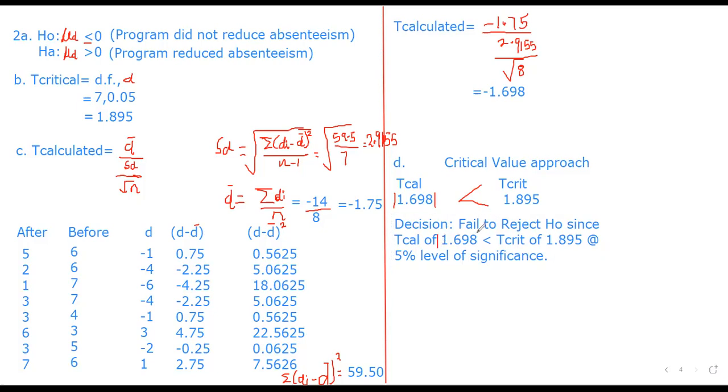Don't forget to bring the absolute. For the other one, we should decide with our p-value approach. That one we compare the p-value and what? The alpha. P-value and alpha.